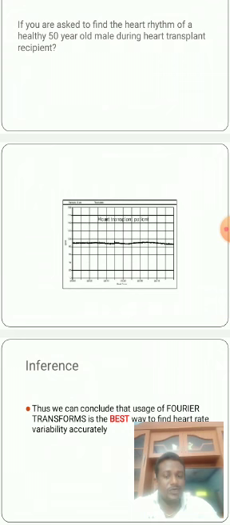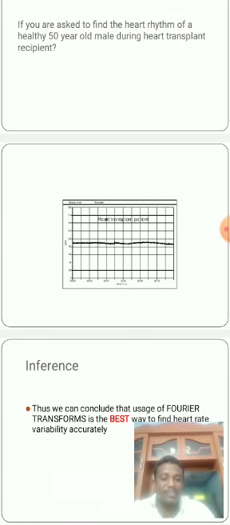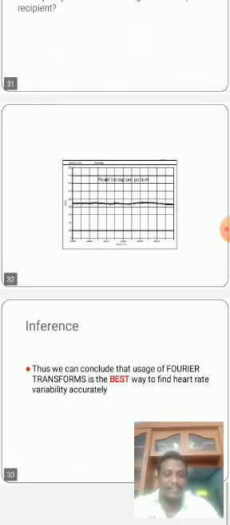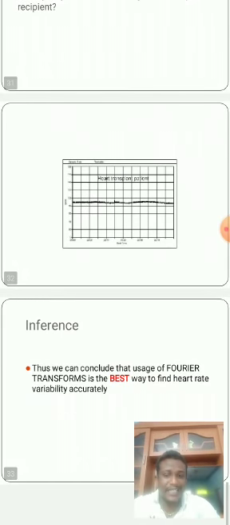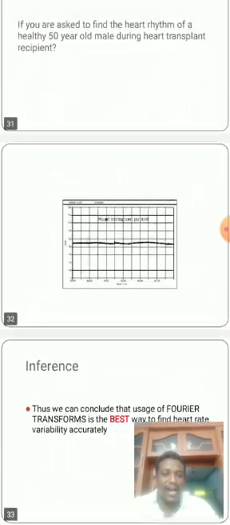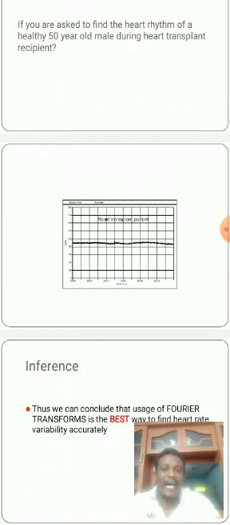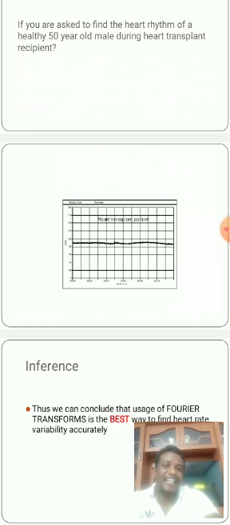Now we have come to the conclusion. Thus, we can conclude that the usage of Fourier transforms is the best way to find heart rate variability accurately. I hope you all have satisfaction in measuring the heart rate accurately in my case study. Thank you so much.